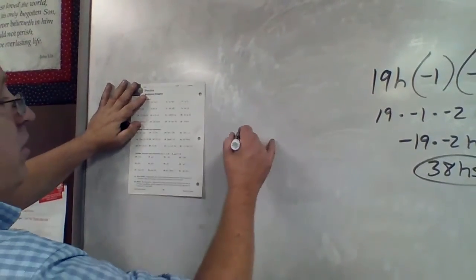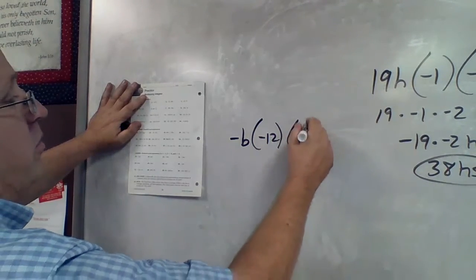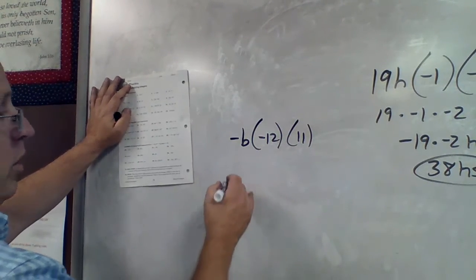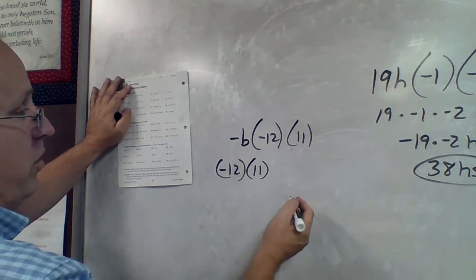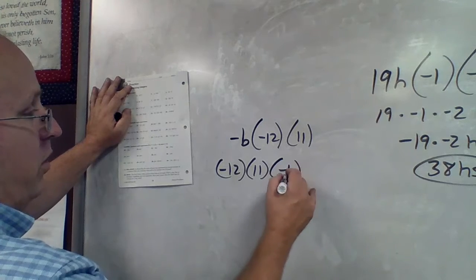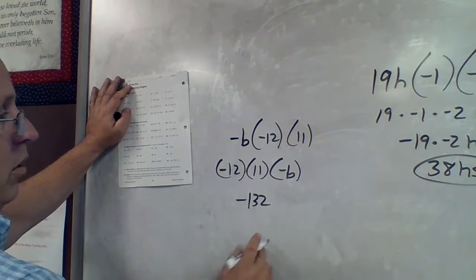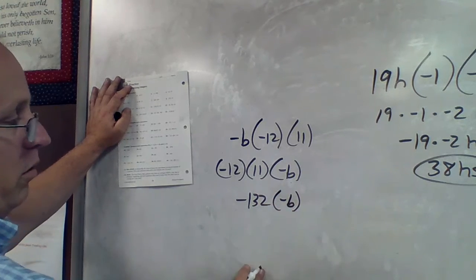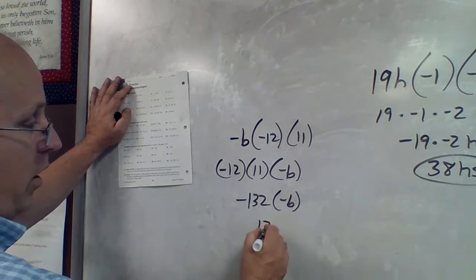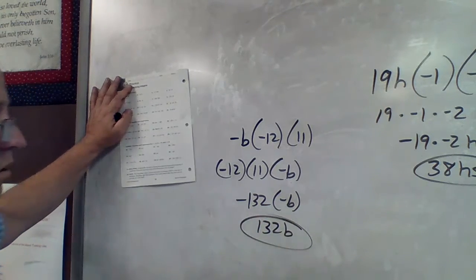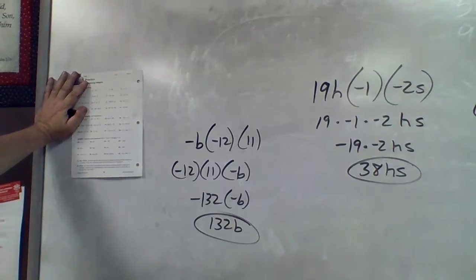What about something like this? Negative b times negative 12 times 11. No big deal. Let's just rearrange it and put the integers out in front, and then the negative b at the end. This times this is negative 132 times a negative b, or negative b rather. A negative times a negative is a positive, right? Done. Just got to follow the rules.